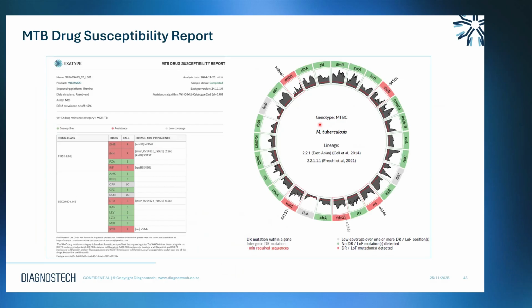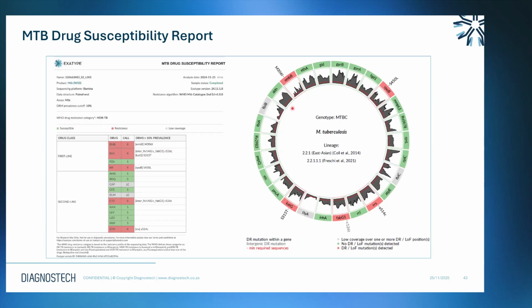So this is just looking at an MTB drug susceptibility report. We have some sample names here, what pipeline was used, what it was sequenced on, what organism it is, as well as the drug resistance mutation prevalence cutoff. This can be edited, but by default, we're using a cutoff of 10%. And we're looking at the WHO drug resistance category for MDR-TB.